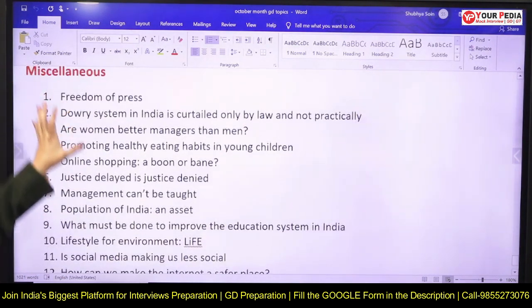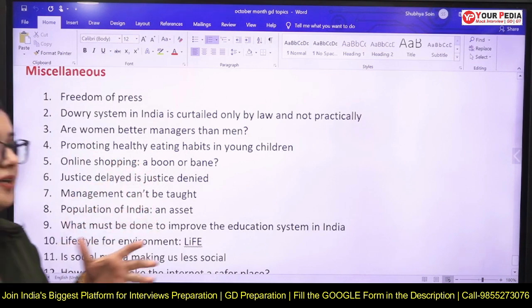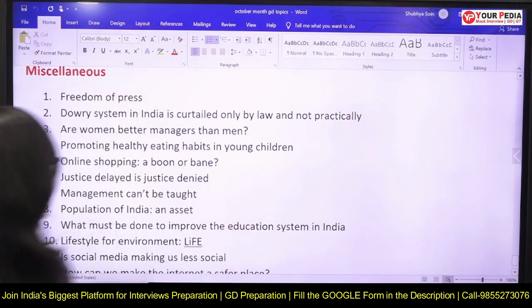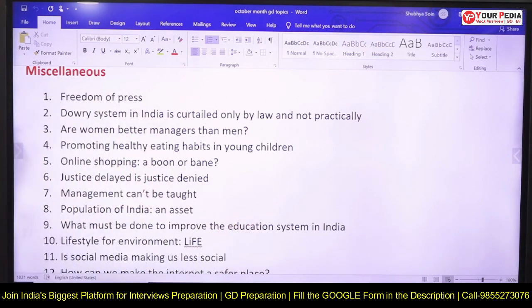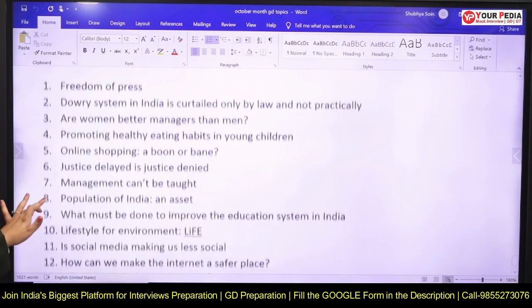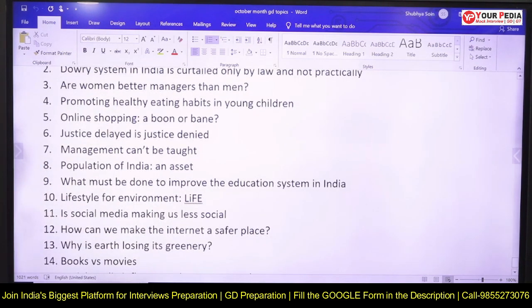Then come some of the miscellaneous categories, in which I have compiled a number of GD topics. Here comes the freedom of press, because we have not talked about it in other topics. Dowry system in India is curtailed only by law and not practically. Are women better managers than men? Promoting healthy eating habits in young children. Online shopping, is it a boon or bane?